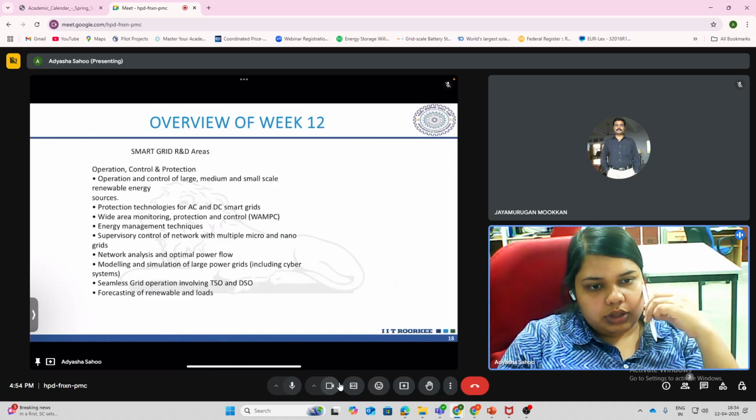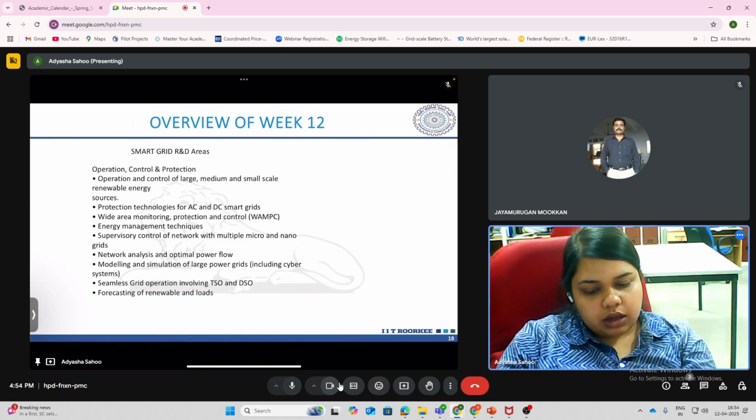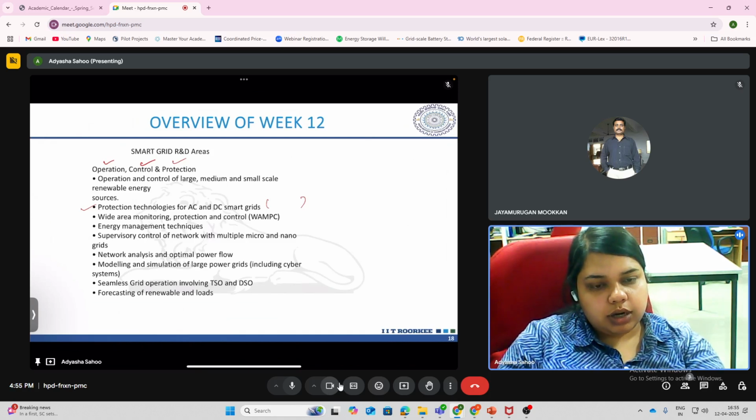Now, what are the various areas in the research and development of the smart grid? They are in the smart grid operation, control, and protection. So, the operation and control of large, medium, and small scale renewable sources, then protection for AC and DC microgrids. So we saw that due to the addition of the distributed generation, we have bidirectional power flow in the system, and this bidirectional power flow challenges the protection schemes that were earlier being used.